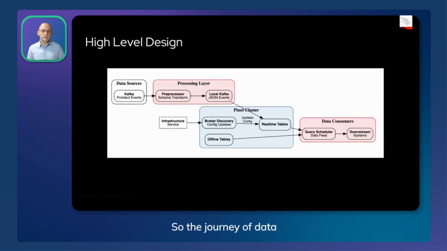So the journey of data starts at the source. This is Kafka topic. This is Kafka for our case. Processing layer consumes Kafka topic and handles the complex event parsing task. Depending on the requirements of use case, it performs some data manipulation as well. Output of preprocessor is the lean event. So this is in JSON format, and the schema of the lean event is tightly coupled to the Pinot table schema. So the next step in the flow is Pinot cluster.